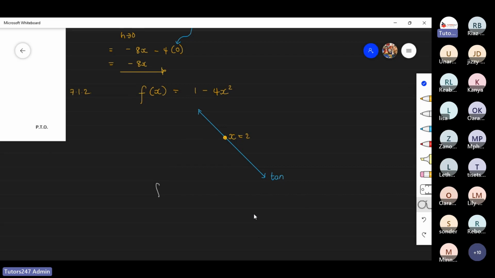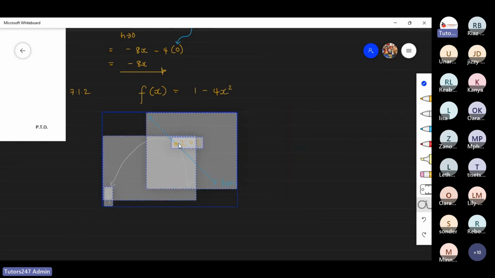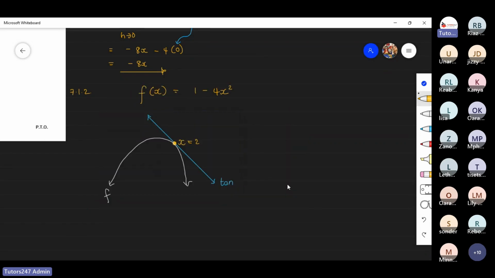All we need to do is derive and substitute the x value at that point. So there are not a lot of steps involved. I'll repeat it once more: in order to find the gradient of a curve at a specific point, all you do is derive and substitute the x value at that point. So we have f of x. If we derive f of x, that gives us the equation of the gradient.